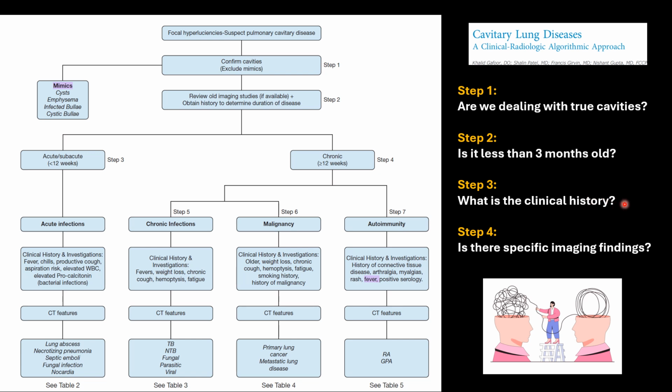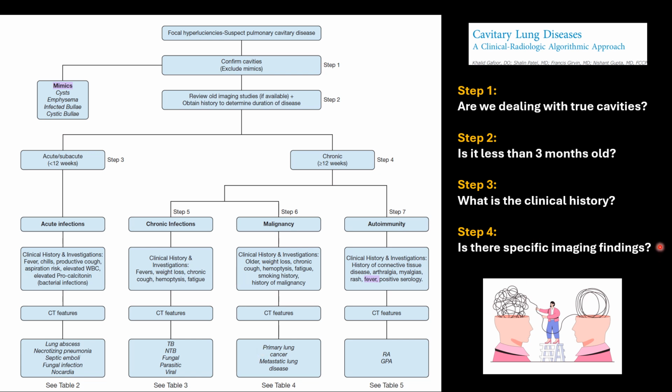Third step is clinical history. Again, clinical history might be non-specific. As you can see, even autoimmune disease can typically present with fever, in which case it can be confused with an infected etiology. Malignancies will have weight loss, hemoptysis, fatigue. Chronic infection and malignancy again will have the same kind of clinical history. But if the history is specific, for example, IV drug use, then septic emboli; pulmonary embolism, acute onset. So some clinical history will help us in narrowing the differential diagnosis.